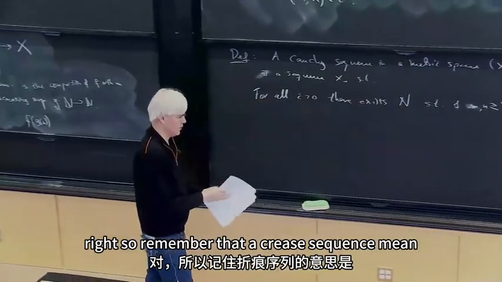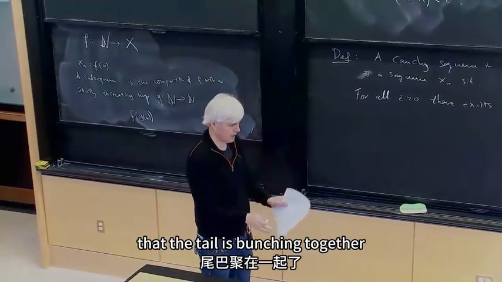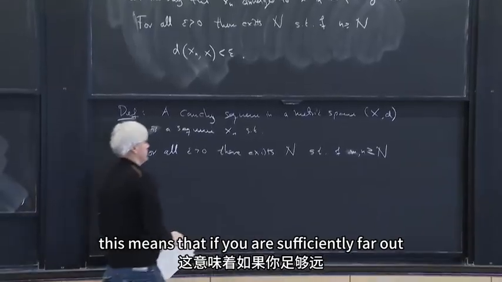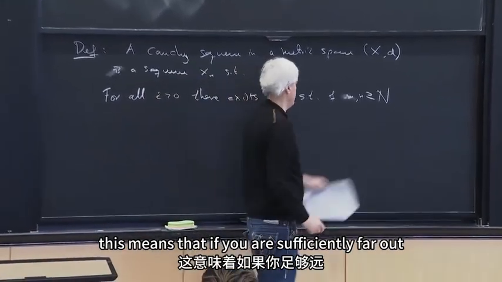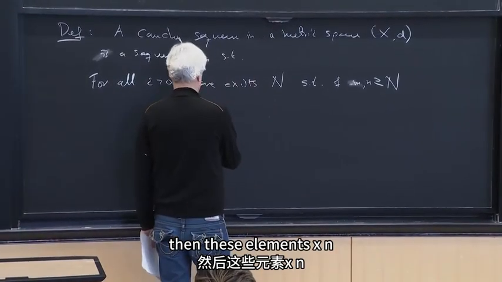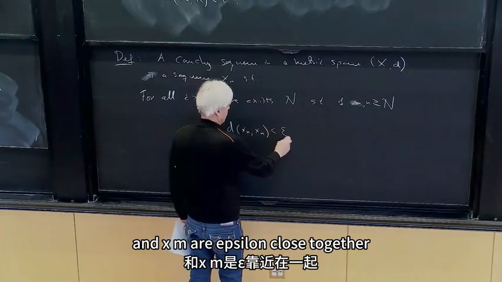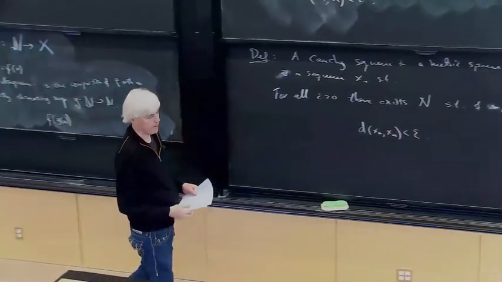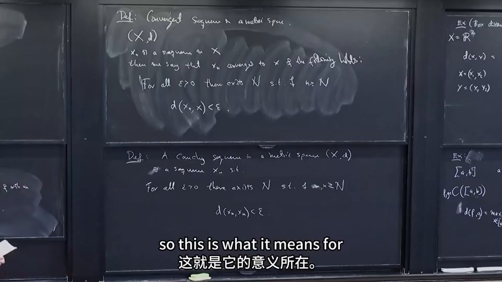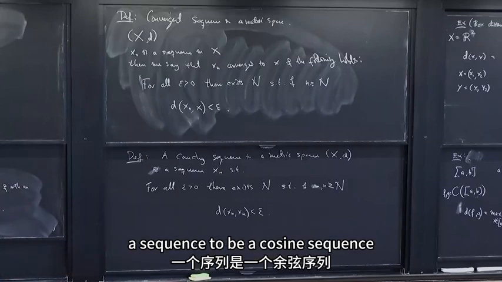right? So remember that a Cauchy sequence means that the tail is bunching together. So this means that if you are sufficiently far out, then these elements x_n and x_m are epsilon close together. Right? So this is what it means for a sequence to be a Cauchy sequence.